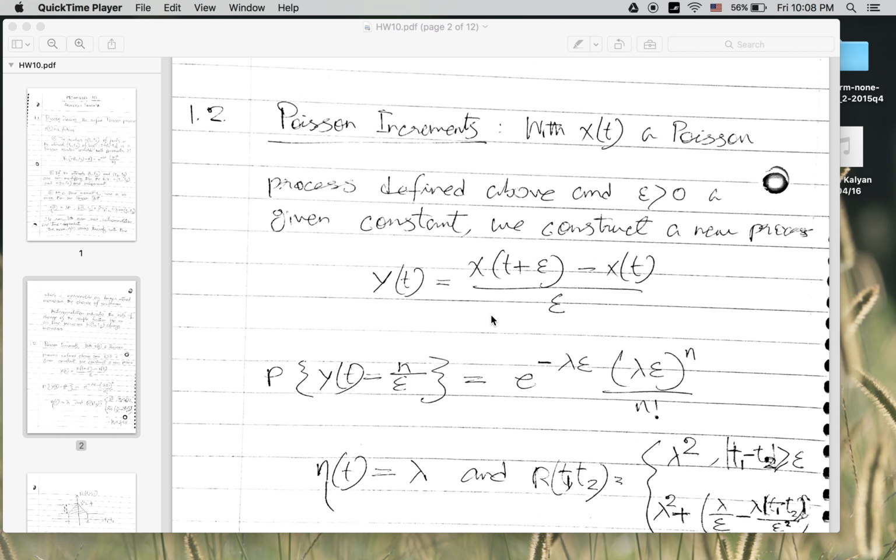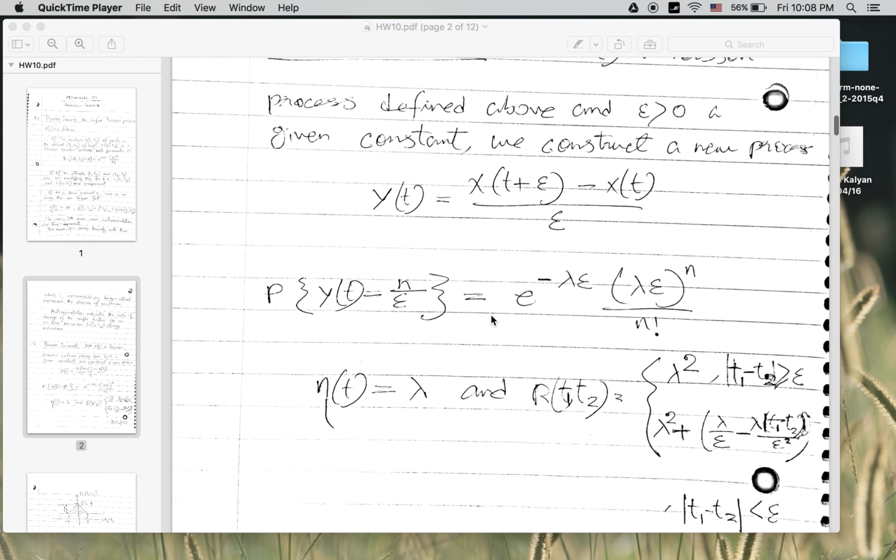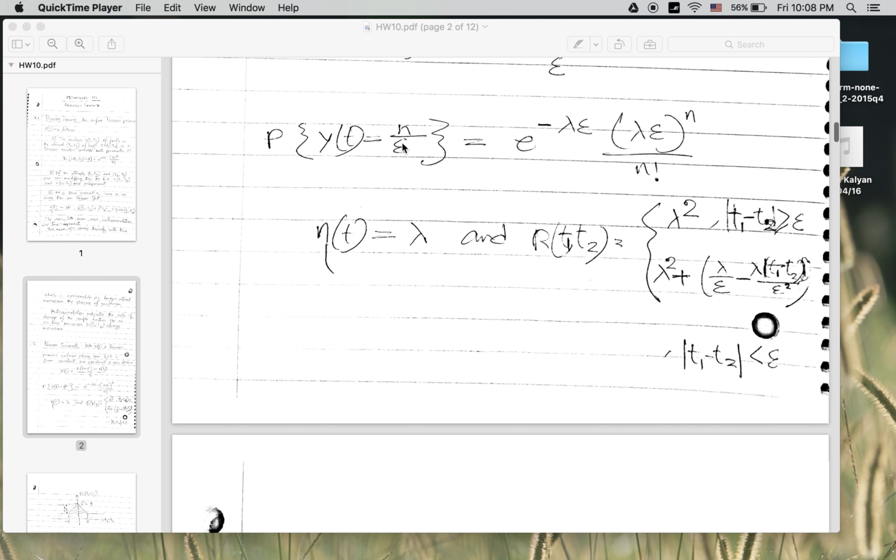Now let's look at the process called Poisson increments. Suppose we have a Poisson process x(t) and a constant lambda greater than 0. We define a new process y(t) equal to x(t plus epsilon) minus x(t), divided by epsilon. The probability of y(t) equals n over epsilon is e raised to the minus lambda epsilon, multiplied by lambda epsilon raised to the n, divided by n factorial. This is very simple and comes from the Poisson distribution.